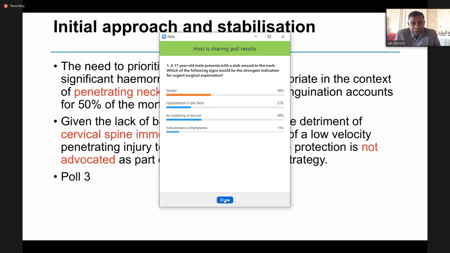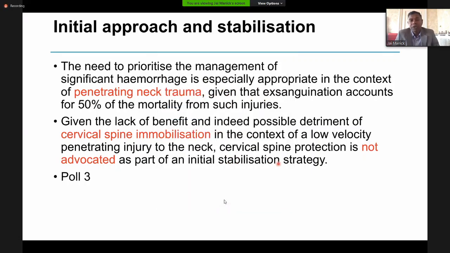Everyone said stridor. I would take that. That's a good answer as well, and air bubbling in the wound is also a correct answer. The hypertension in the field is not the real indication, because we saw that it's only unresolving shock that is the real indication to go to theater. Yes, subcutaneous emphysema is clearly not the right answer. Okay, that's good. Let's move on to the next one.